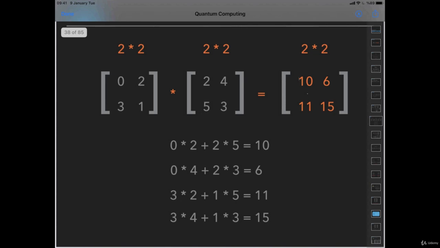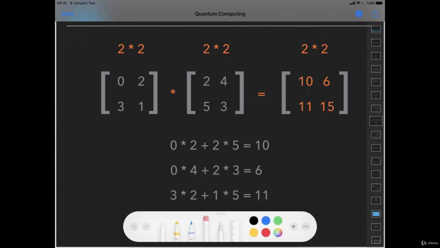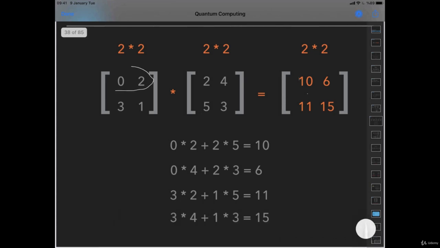You're going to have to take the first row of the first matrix and multiply it with the first column of the second matrix. So we're going to take 0 and 2 and multiply the corresponding numbers with 2 and 5 in the second matrix. You can see the result over here at the bottom. So 0 multiplied by 2 and 2 multiplied by 5. If you add them up together, you get 10, and you write 10 as the first number in the result matrix.